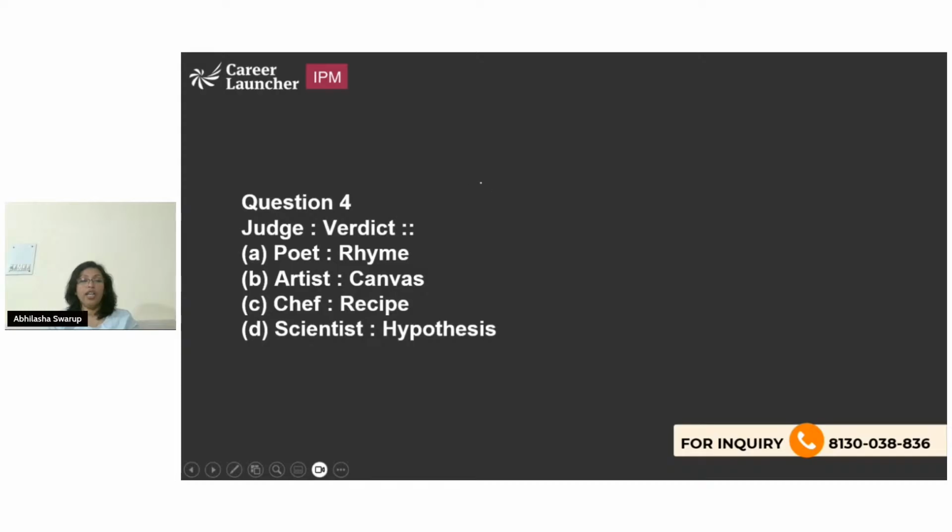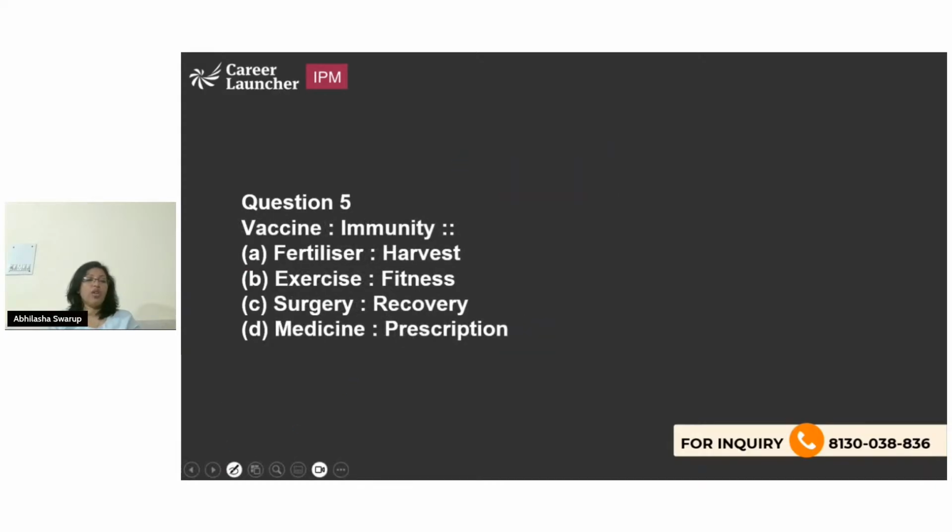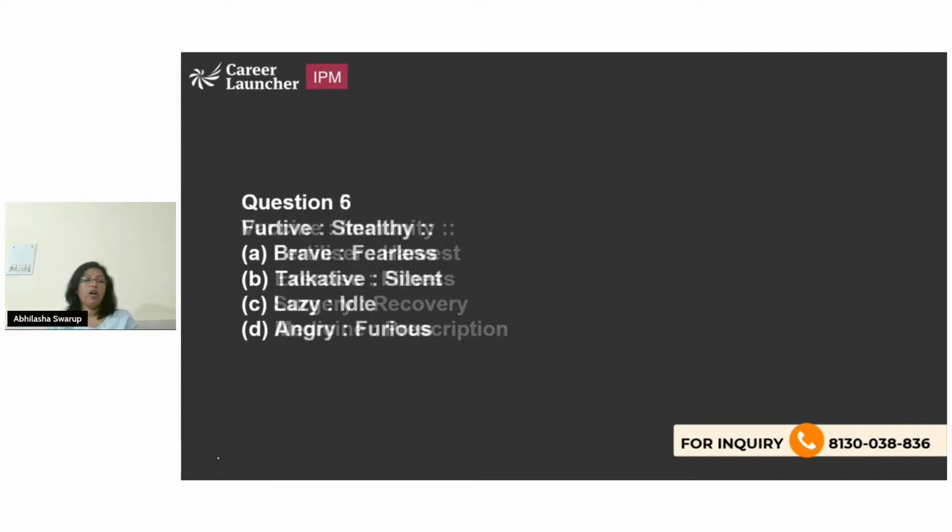A judge gives verdict. Okay. So just like a judge gives verdict, similarly, a scientist gives a hypothesis. Okay, so the relationship is X gives Y. All right, the next question. Vaccine gives you immunity. Similarly, exercise gives you fitness. Right? Medicine does not give you prescription. Surgery does not give you, it may lead to recovery. Fertilizer will not give you harvest. All right, the next one.